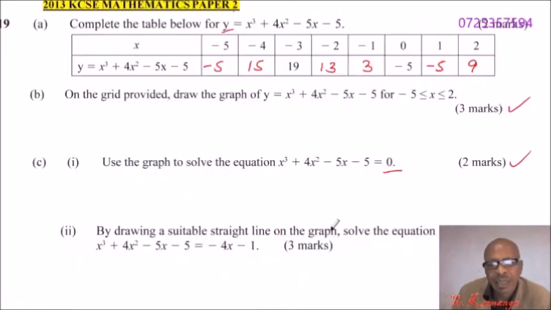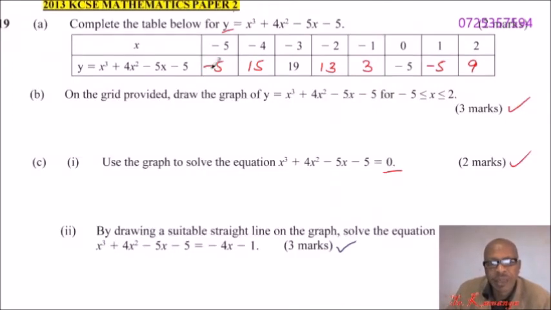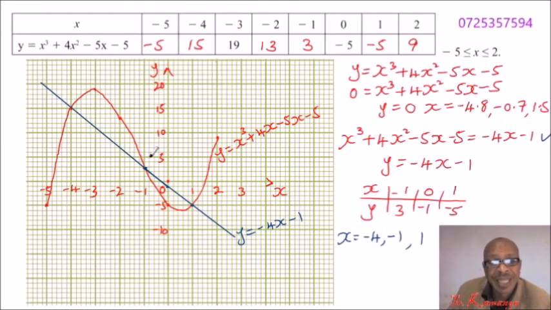If you do that correctly, then you'll be able to get 3 marks. A very easy question if you do it correctly. The only part you need to be very careful with is when you are filling the table of values which you are going to use to plot the graph. Then the next important thing is you draw your graph as smooth as possible so that you get the correct values. I hope you have followed.